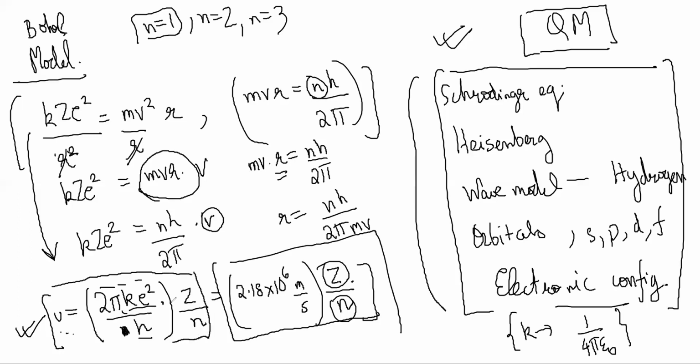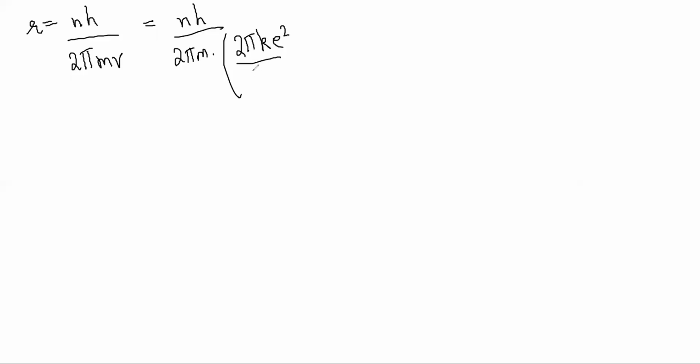Write this down so that we don't forget. V is equal to this. Okay, so I will use that to derive the radius. I'm going to the next screen. So radius is equal to nh by 2 pi mv, right? Now n h by 2 pi m, where v was 2 pi k e square by h, and Z by n, right? So this is the situation.